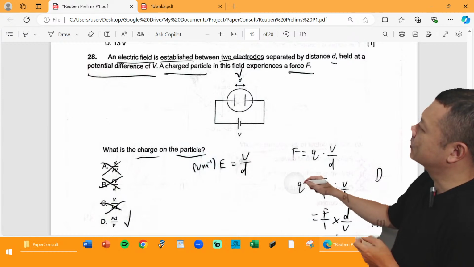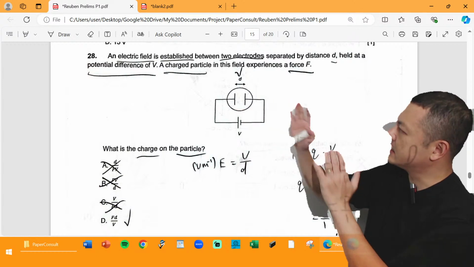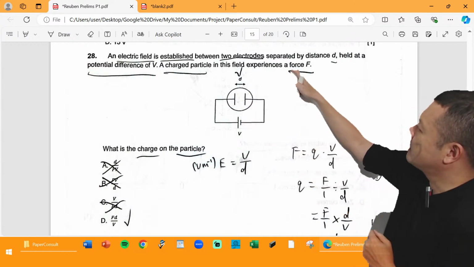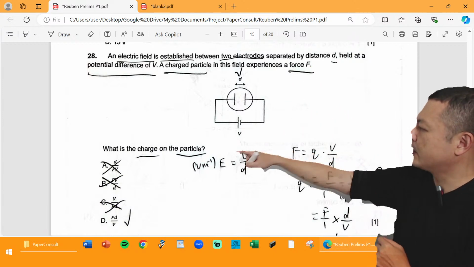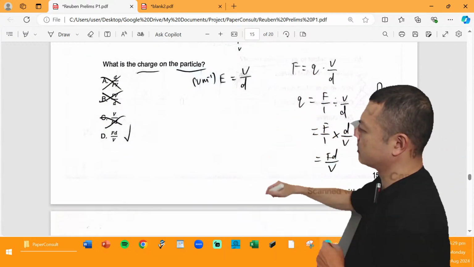Okay, make sure you know how to do this. V over D is the electric field inside the two plates. The charged particle experiences a force F, F equals QE. Right? What's the charge of the particle? You make Q the subject. So there you go. Okay, so that one's correct.